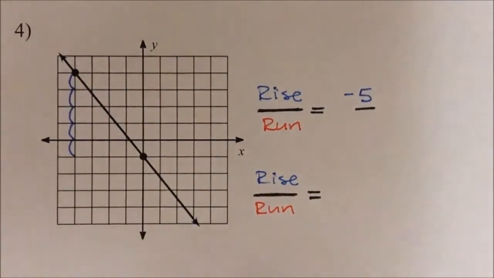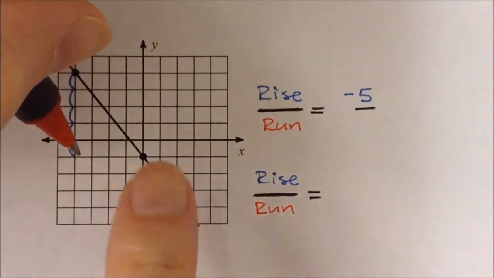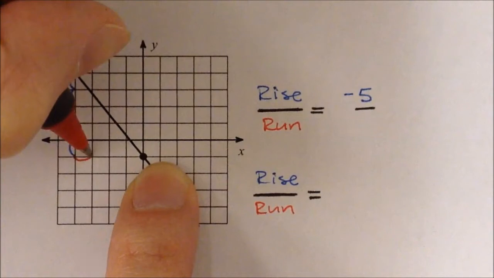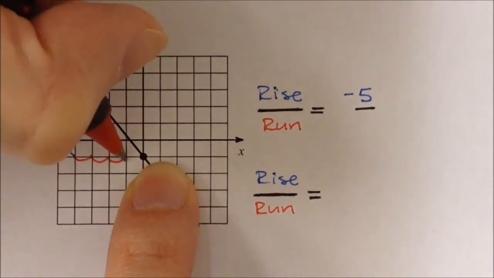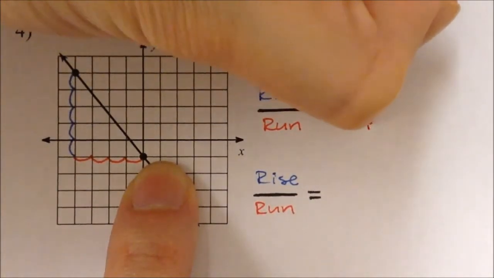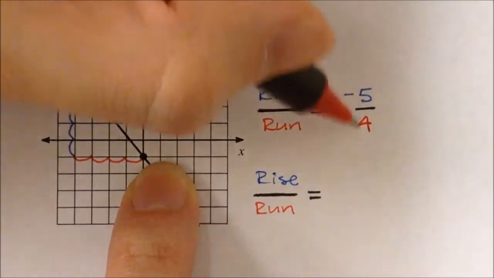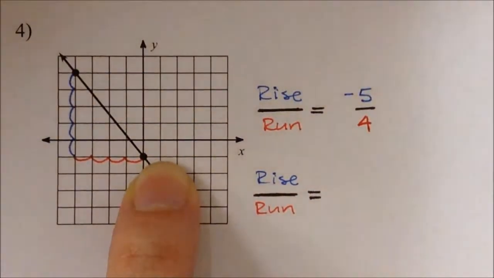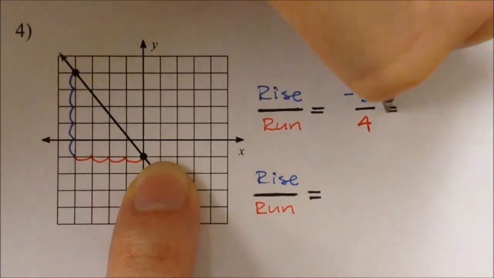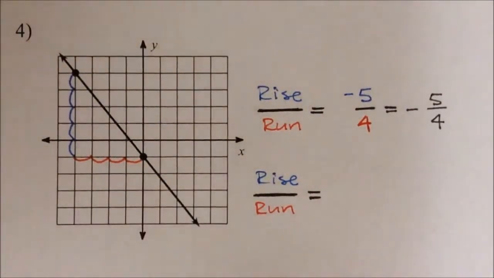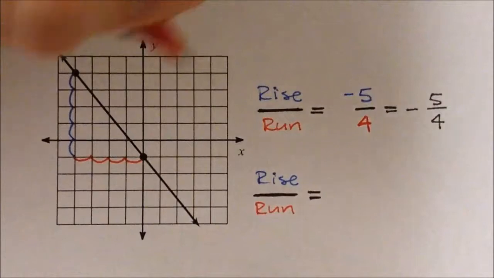And then starting where I stopped, I'm going to go to the right to the second point. So 1, 2, 3, 4. So I'm going to put 4 for run. Now this one, I don't have to simplify because there's none in common between 5 and 4. So for our slope, it will be -5 over 4.